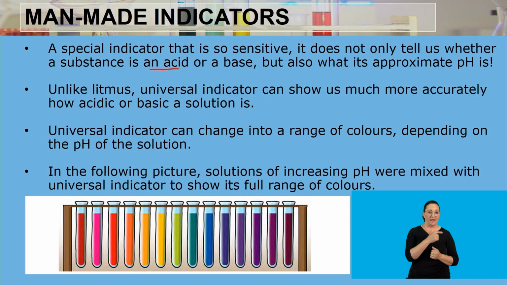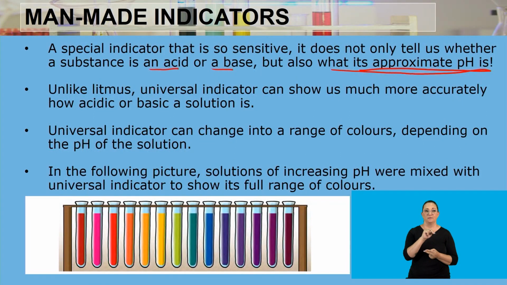Now, a special indicator that is so sensitive, it does not only tell us whether a substance is an acid or a base, however, it also tells us its approximate pH. So what is this particular substance? Now, this is also an indicator called a universal indicator. So unlike litmus, universal indicator can show us much more accurately how acidic or basic a solution is.